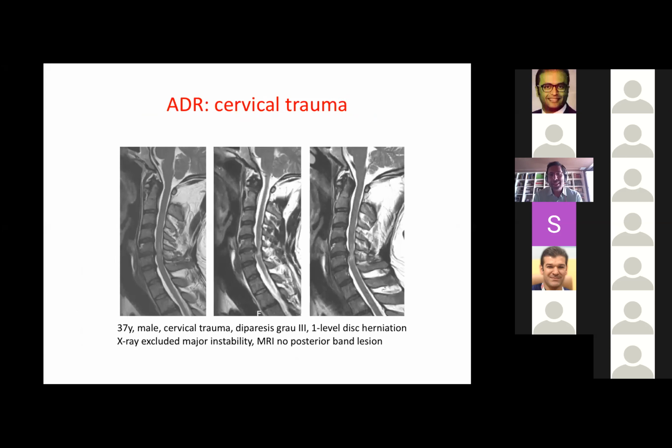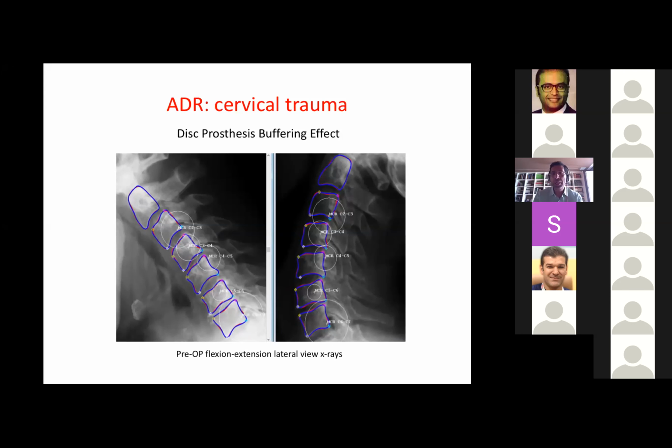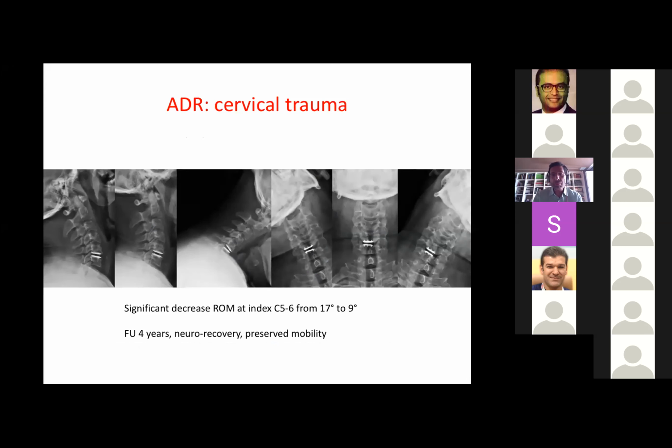So we had this case of a young chap with a cervical trauma, with a deep paralysis, grade 3, 1 disc level herniation. The X-ray excluded major instability, and on the MRI, no posterior band lesion. This was the view on flexion extension. And we inserted a disc prosthesis in a very selected trauma case. And you see that the range of motion decreased from 17 degrees to 9 degrees.